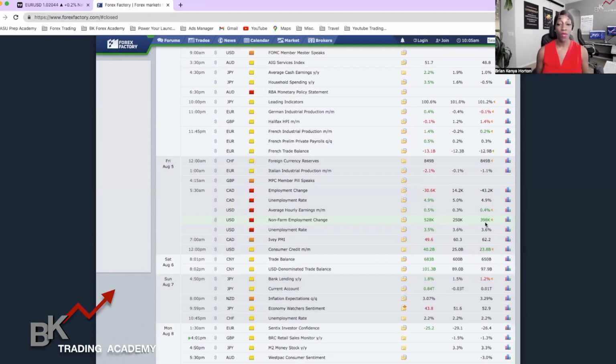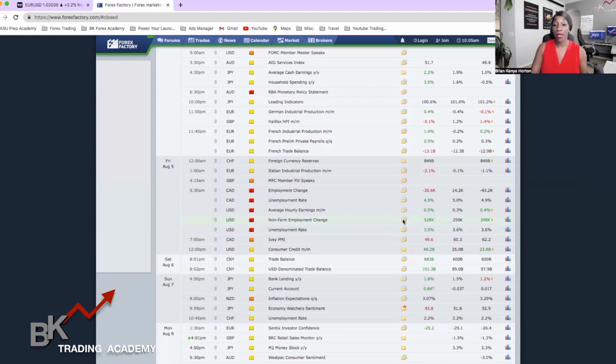So last month, we had a total of 398,000 jobs that were added to the U.S. economy. Now, the forecast for last month, for July, so it came out August, the first Friday in August, was 250. However, it came out to 528.